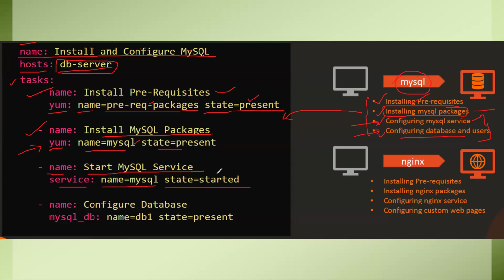Similarly, once the service is up and running, you have to configure your database. MySQL DB is one module actually. It is an Ansible module used to manage your database. So when you use mysql_db, name as the database name which you want to create, and the state is present. Correct. Like this, we can define all these things in your Ansible playbook.